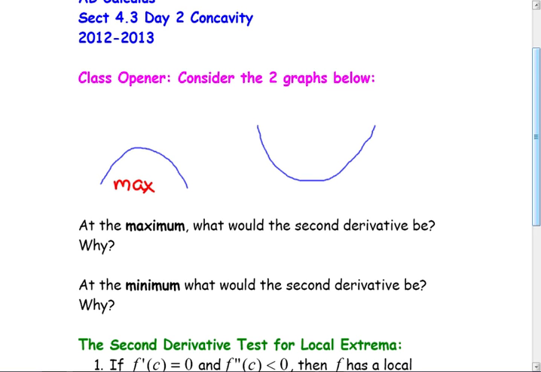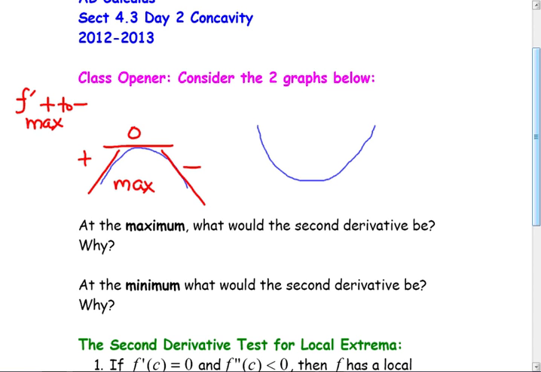Now, what's true about the slope on the left? It's positive. What does that tell you about the function? It's increasing. Then at the top, it's 0. And on the right side, it's negative. And the first derivative test says that if f prime goes from positive to negative, it's a max.